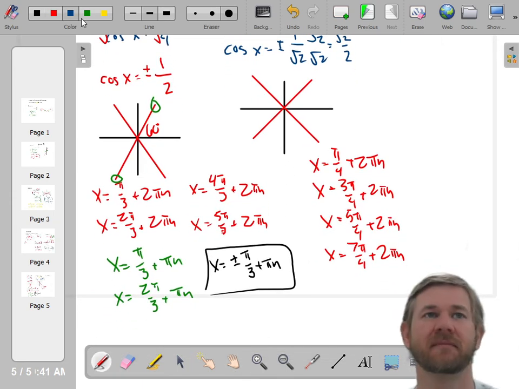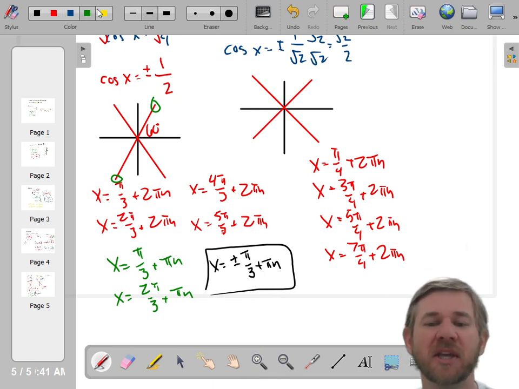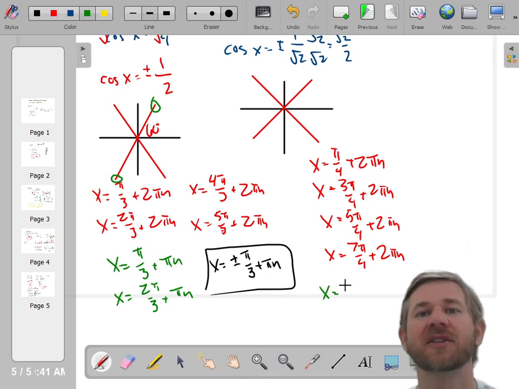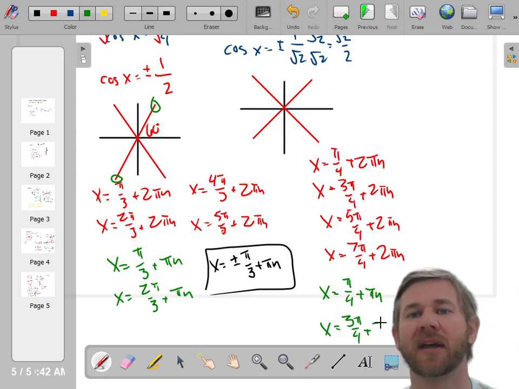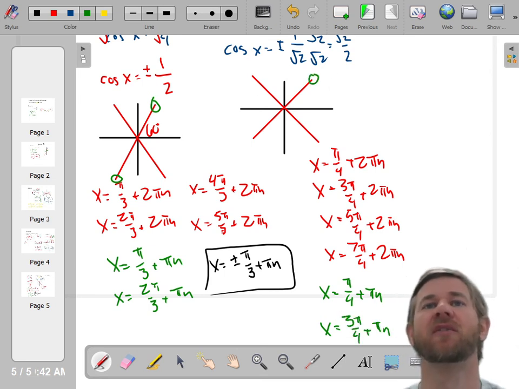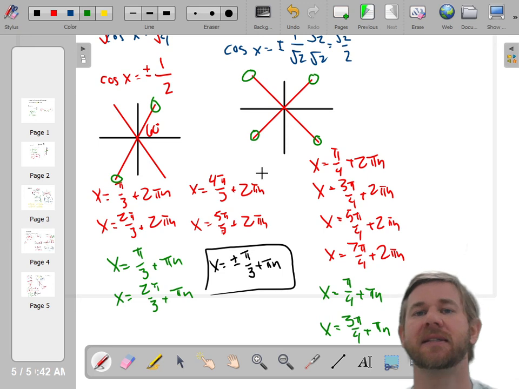All right, here's like your intermediate mode. You would say start at pi over 4 and add pi n. That'll do it. Or start at 3 pi over 4 and add pi n. This is pi over 4 plus pi n, so that's the first two. And then 3 pi over 4 plus pi n gets you the other two.